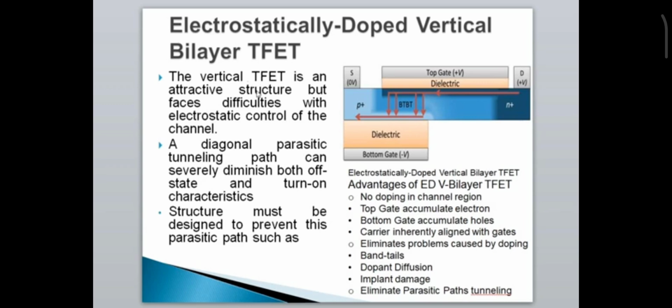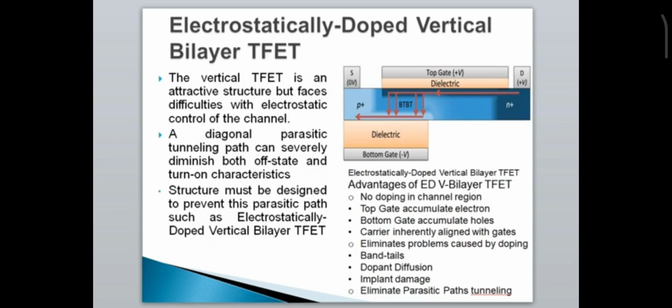The vertical TFET is an attractive structure but faces difficulties with the electrostatic control of the channel. A diagonal parasitic tunneling path can severely diminish both the off current and the on current of the device. Different types of structures must be designed to prevent the parasitic tunneling path. One example is the electrostatically doped vertical bilayer TFET.